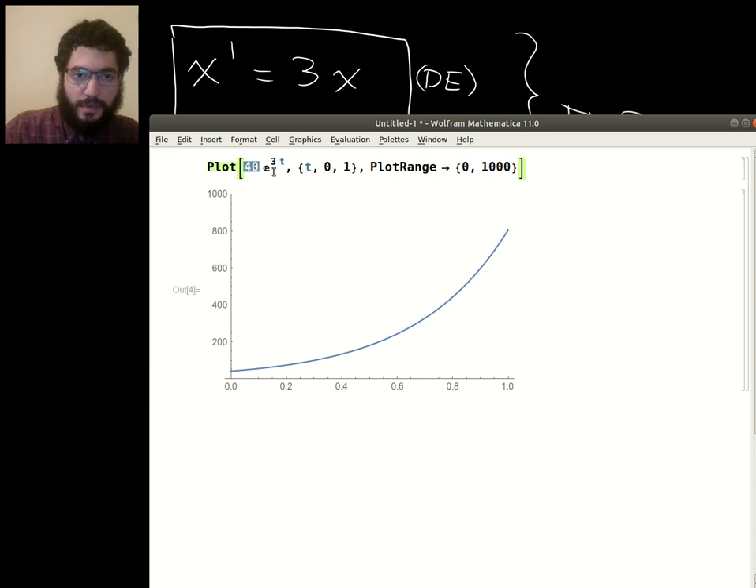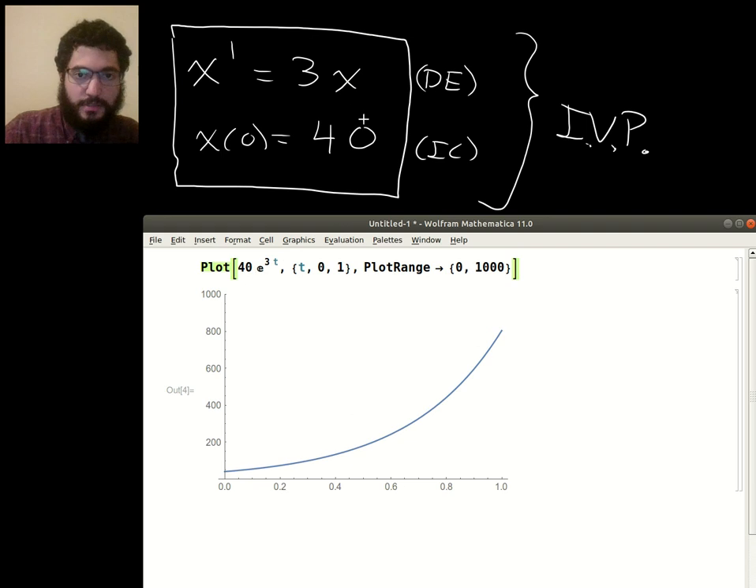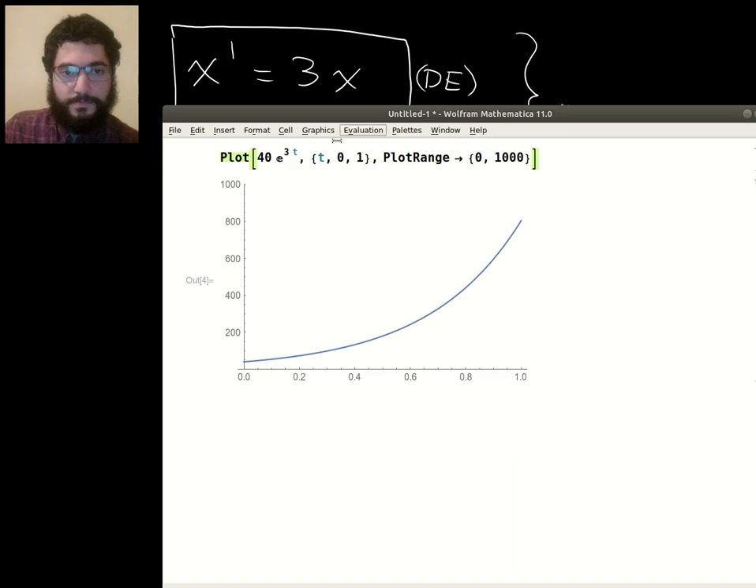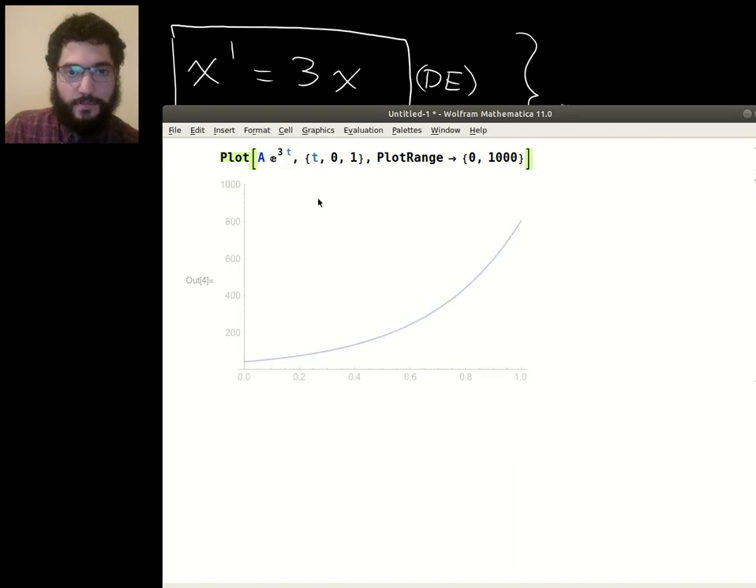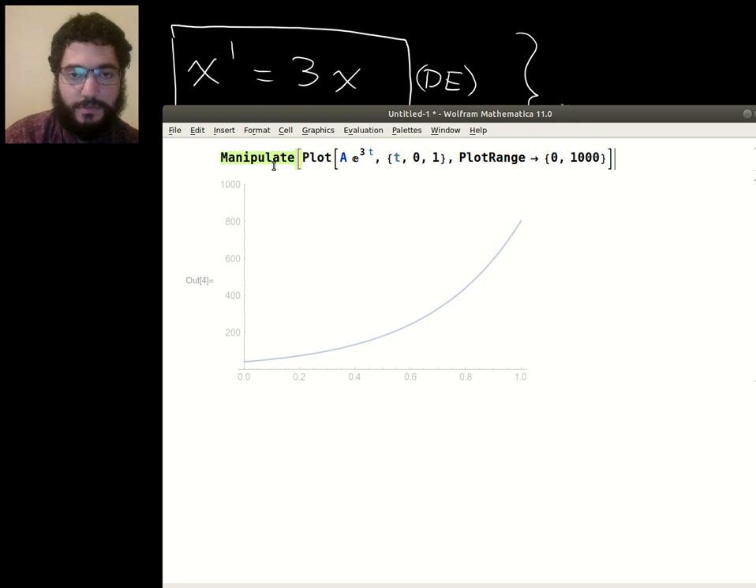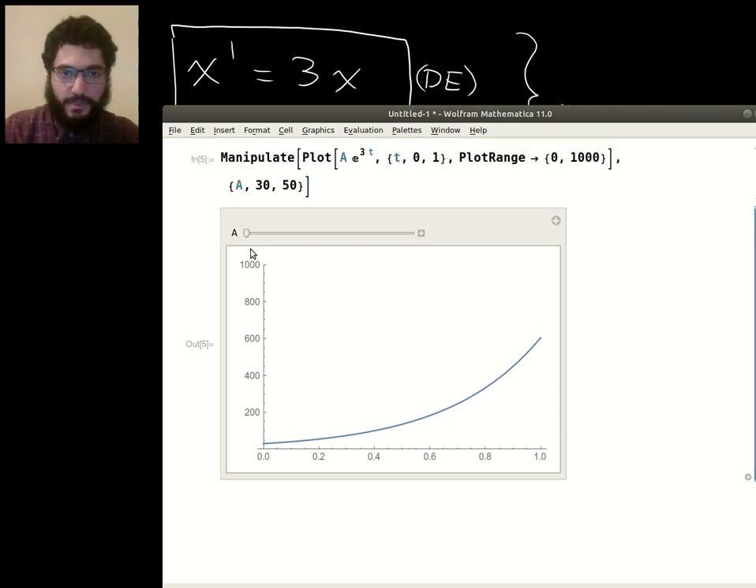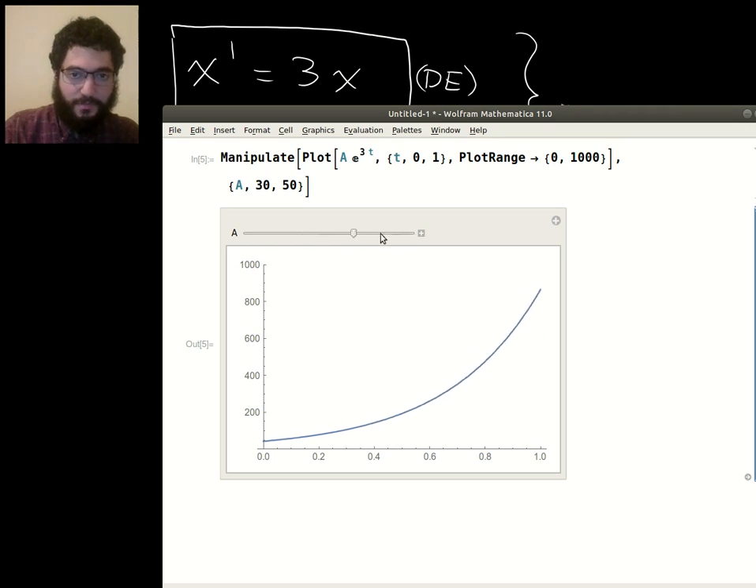And another fun thing to look at is what happens if you change the initial condition. So if the initial condition, instead of being 40, is a, where a is a possibly different number, what do you get? So we can create a little bar that we can manipulate for a. Let's say I'll look at the different a's in the range 30 to 50. You can see it changes the curve, the shape of the curve, but the general appearance is the same.